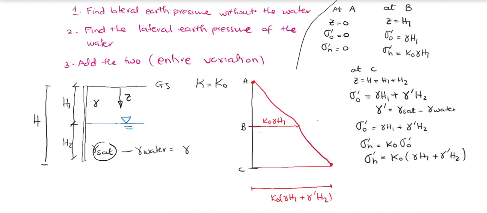Now I can create a section here and say that this section is the same as K naught gamma H1. And so I can say this section is K naught gamma effective H2 here. And the two combine to give us this. Now we said that when we take water out, the next thing that we do is to find the lateral earth pressure of water. Do you get it?